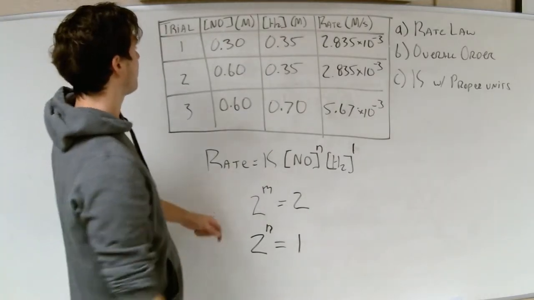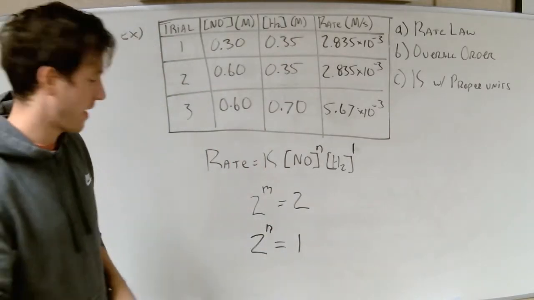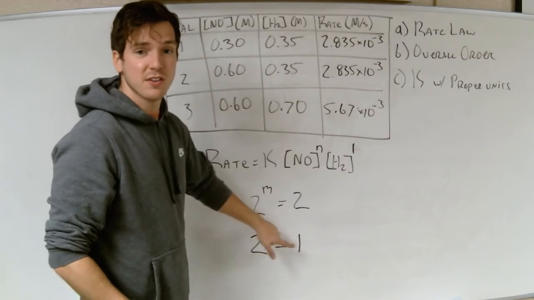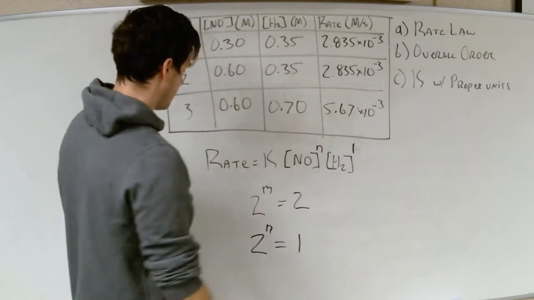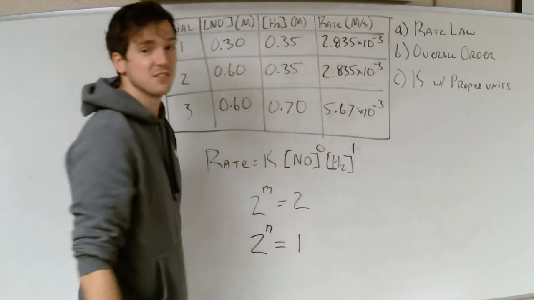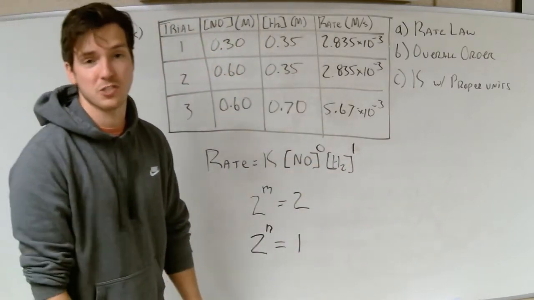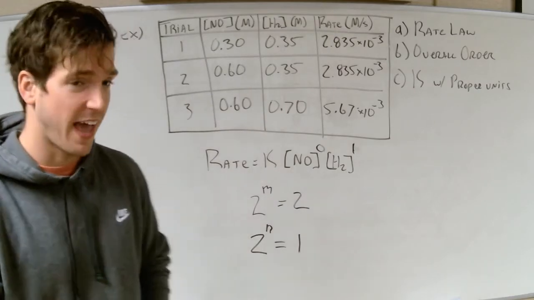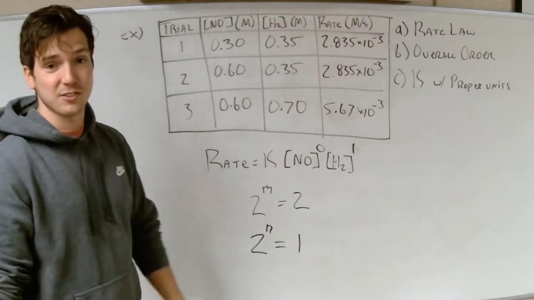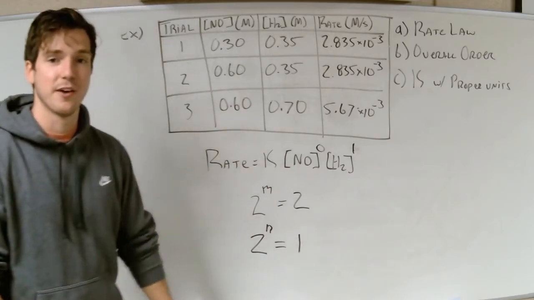Well, if I change the concentration and it does not change the rate whatsoever, to make this a true equation, we would have to change N to 0, right? Seems that NO does not affect the rate of this reaction whatsoever. It's just hydrogen gas. We doubled the concentration, didn't affect the rate at all. So it is 0 order with respect to NO.